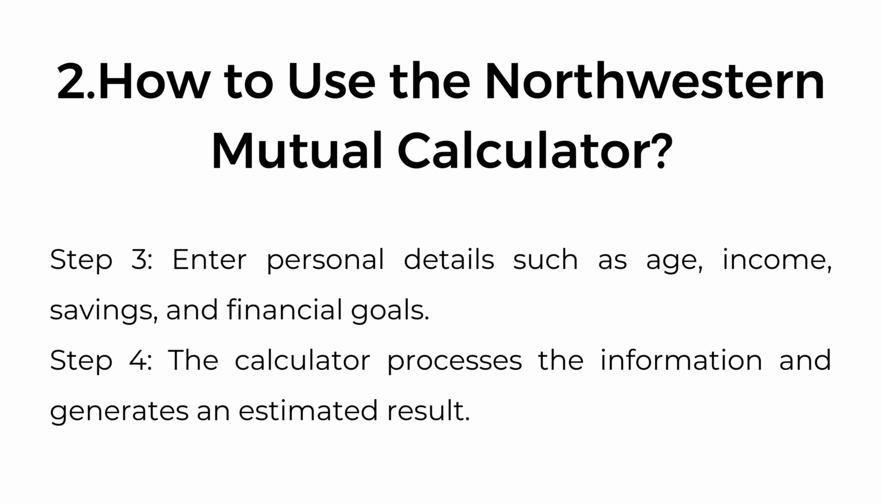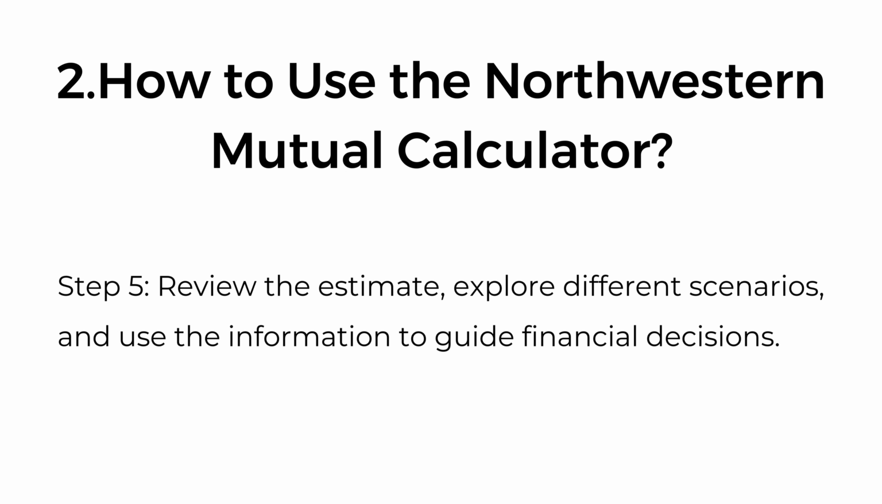Step 3. Enter personal details such as age, income, savings, and financial goals. Step 4. The calculator processes the information and generates an estimated result. Step 5. Review the estimate, explore different scenarios, and use the information to guide financial decisions.